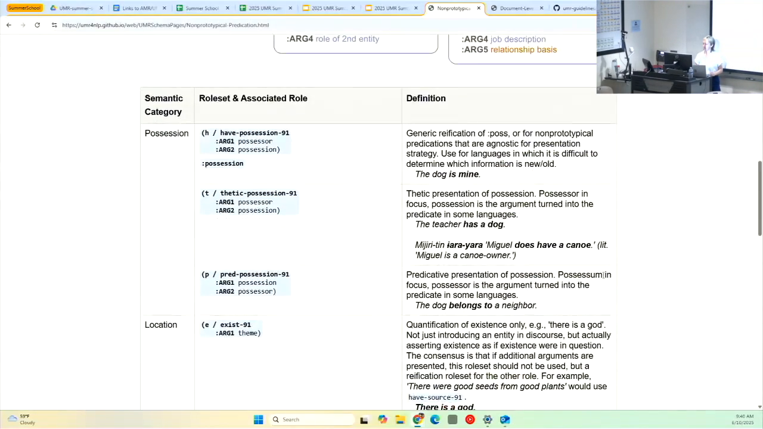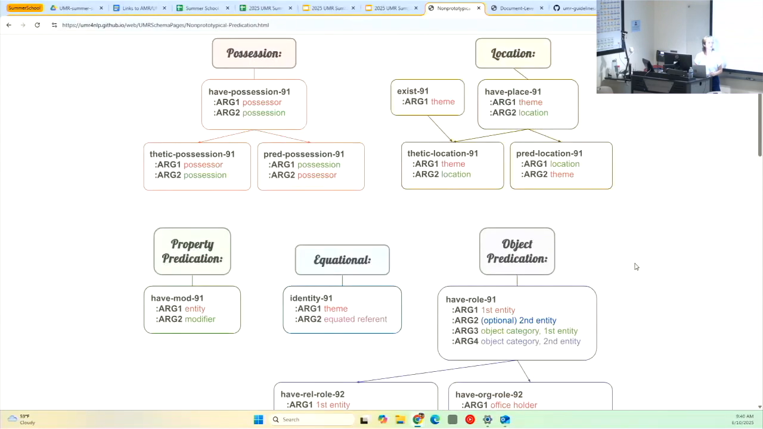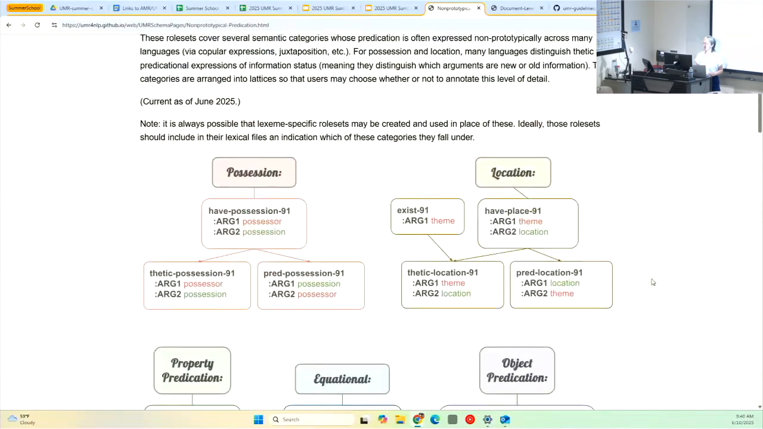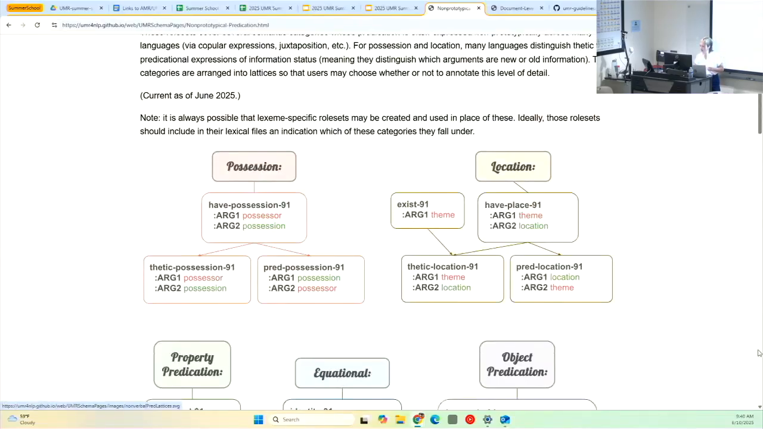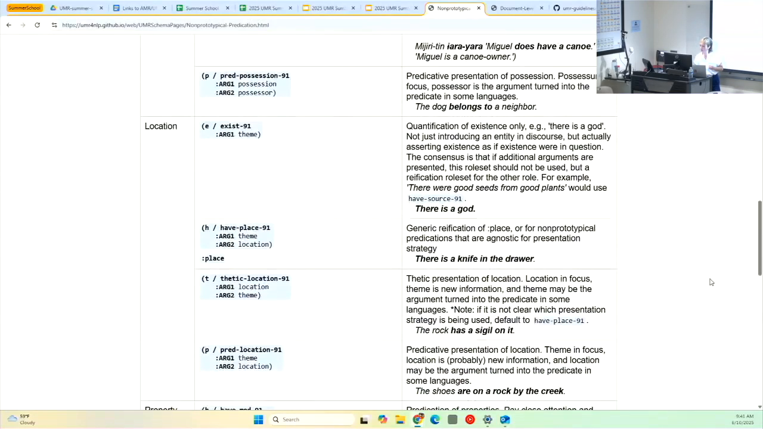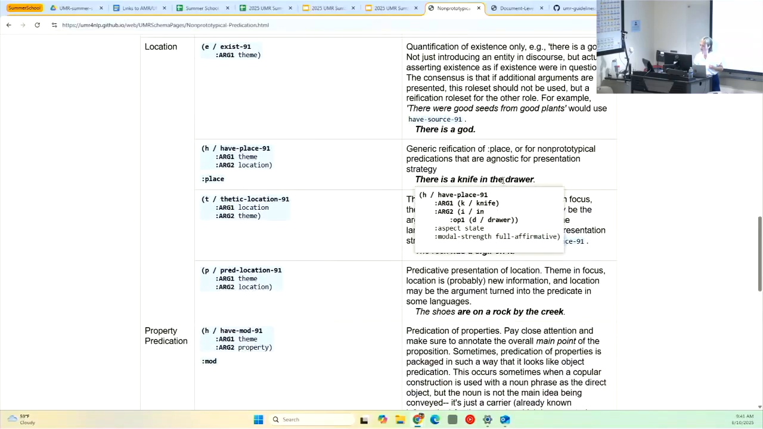So what would the second one be rooted by? There is a God in the sky with a beard. That one you would do have place. Okay. And I think I have down here some examples. I hope I have them here. I have them somewhere else. They're not here. Yeah, the knife is in the drawer, so that one we've got have place.